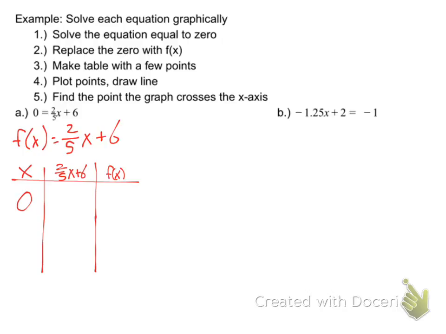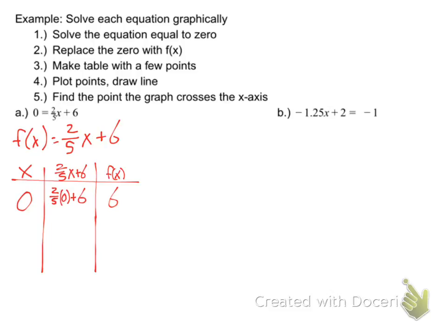What happens when I put 0 into this equation? 2/5 times 0 is? What's 2/5 times 0? What's anything times 0? 0. And 0 plus 6 is a 6. That makes sense?